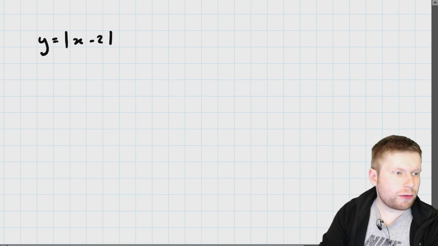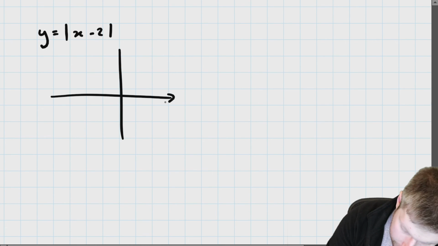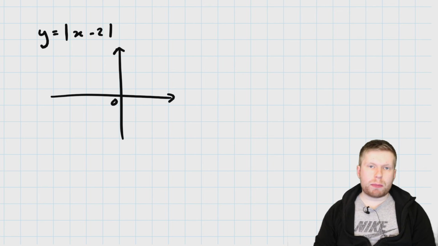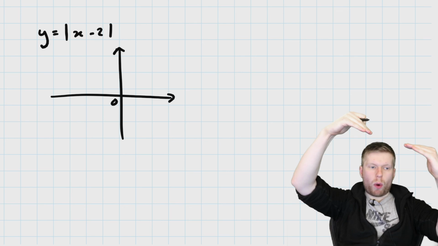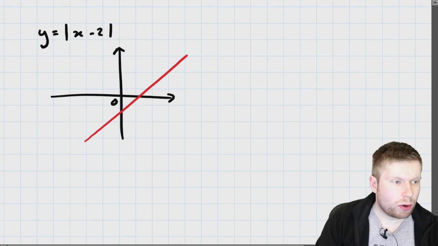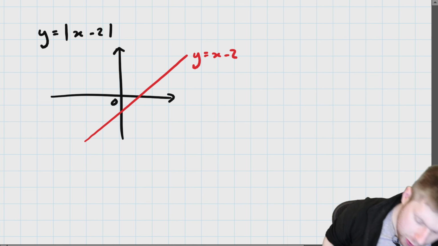Okay, well just think first of all, what would the graph y equals x minus 2 look like? Let's have a look at that. Well, the graph y equals x minus 2 will simply have a gradient of 1 and a y-intercept of negative 2. So let's have a look at that. It would look something like this. All right, now just have a look. So this is y equals x minus 2, so not absolute value yet.